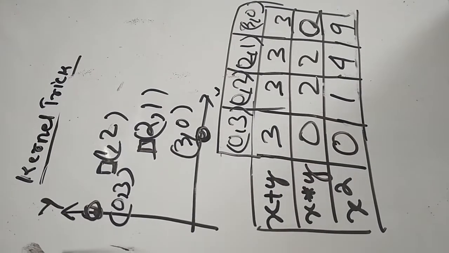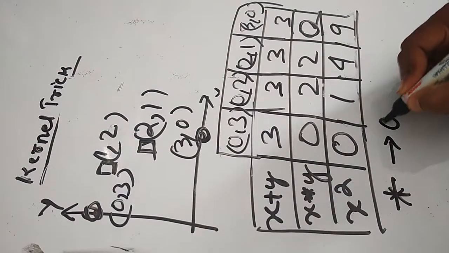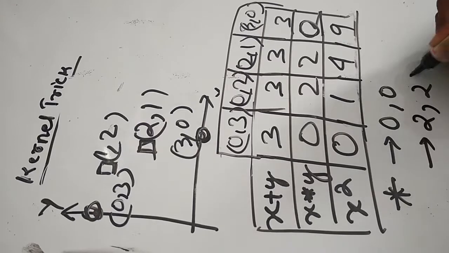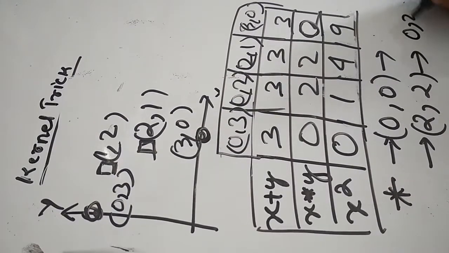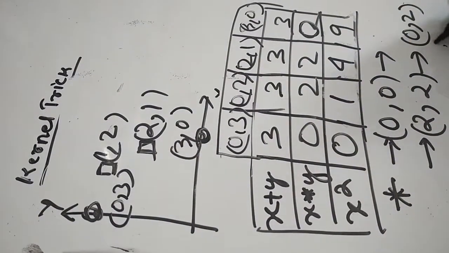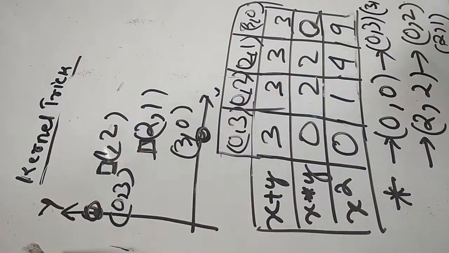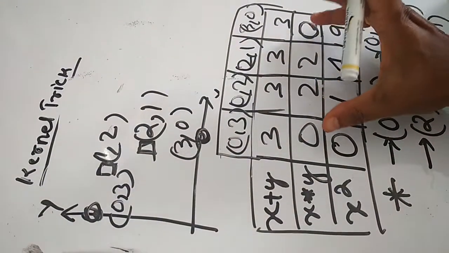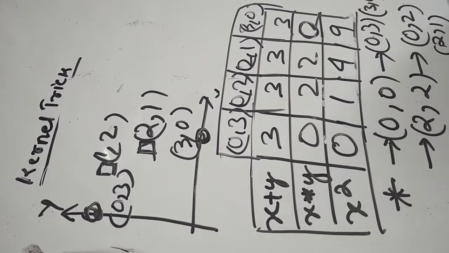So here we can see that if we are doing a star operation, then the results are 0 or 2. So these are the points 0, 2, 2, 1, and for this 0, 3, 3, 0. So these are the points which are in the same group. So from this pattern we can see that this 0 will be in the same group and this 2 will be in the same group.